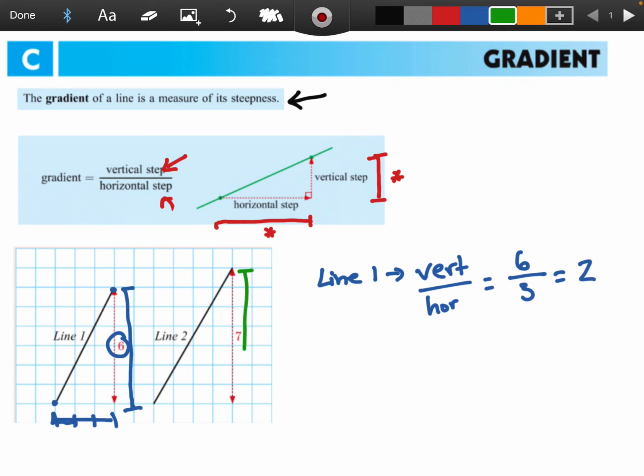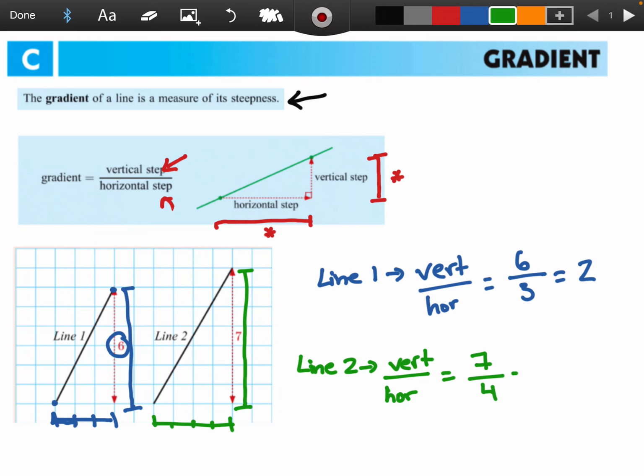Again, the vertical step is already indicated for us at 7. So for line 2, vertical step over horizontal step equals 7, and our horizontal step is 1, 2, 3, 4. So we have a fraction of 7 over 4. If you're looking to figure out which line is steeper, you have to figure out which number is larger. The larger the number, the steeper the line.